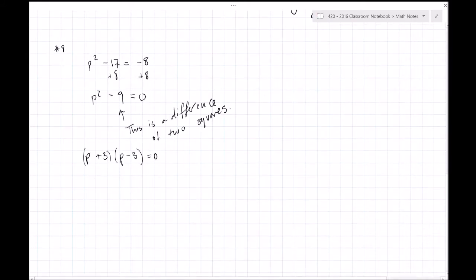So now we set each factor equal to 0, and we're going to get p is equal to 3, and we're going to get p is equal to negative 3. So our solution set contains the two values 3, negative 3. We're going to continue to problem 9 and then 10.